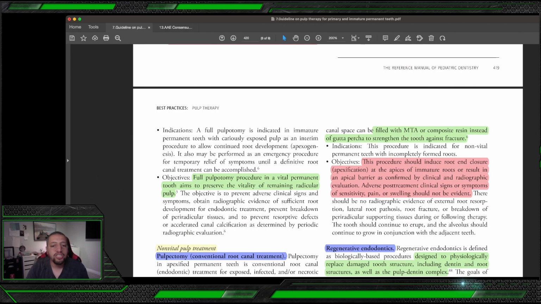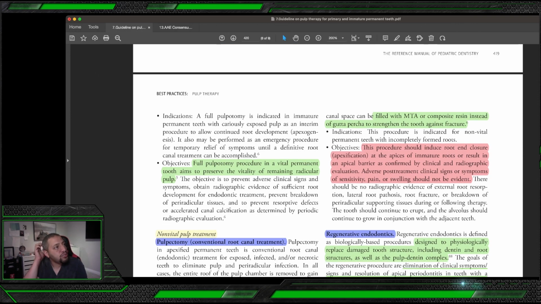Full pulpotomy procedure in a vital permanent tooth aims to preserve the vitality of the remaining radicular pulp. What does this line mean? You remember the patient we spoke about before, he has a trauma to the anterior teeth. So if he comes to your office and he's not 9 years old, he's not 8 years old, he's 25 years old. So this tooth is permanent. This tooth has a closed apex.